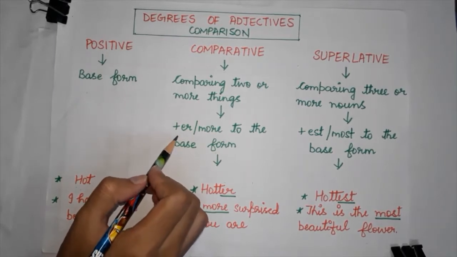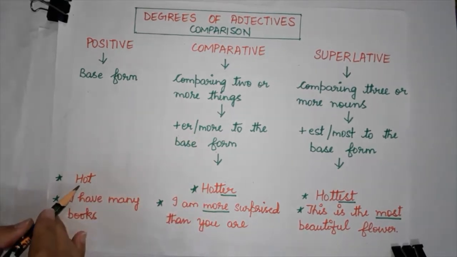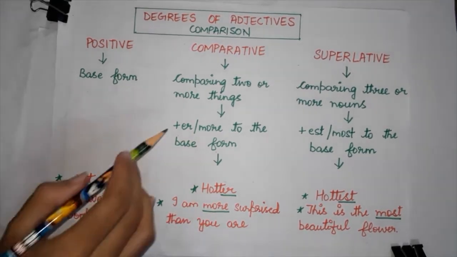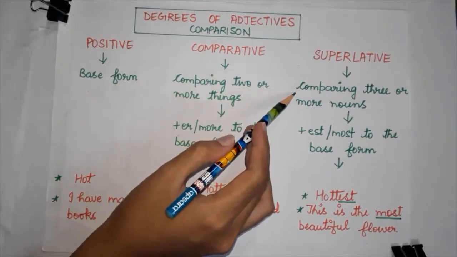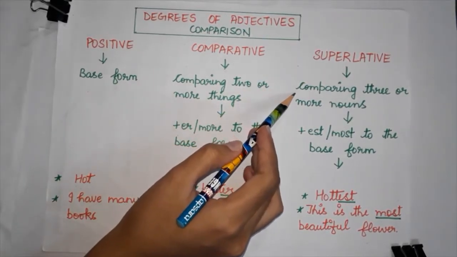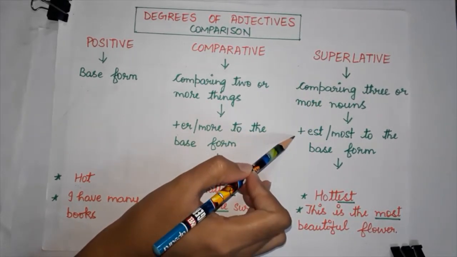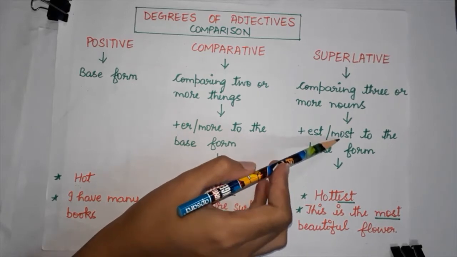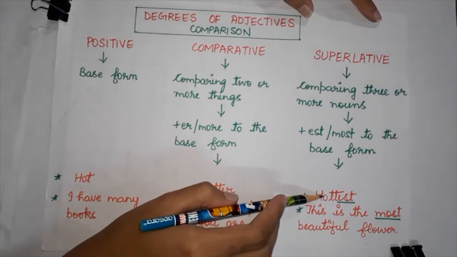What do we use in comparative degree? We use er or more with the base form of the word. That is, hot is the base form, and if we add er, it will become hotter. Superlative degree is the third degree of adjective in which we compare 3 or more nouns. And what do we add in this? est or most to the base form, that is hot, hotter, hottest.